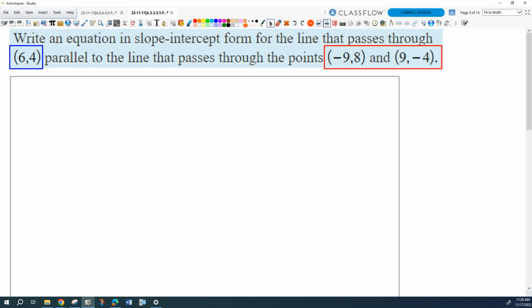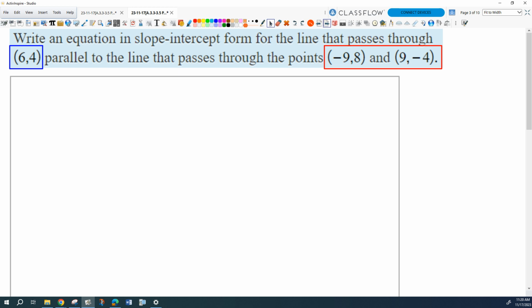So let's read through this together, and you got to really pay attention to these. Write an equation in slope-intercept form for the line that passes through the blue point, 6, 4, parallel to the line that passes through the red points. So you guys give me thumbs on this, thumbs up or down. The point 6, 4 is on my line. Yeah, it tells me right there, it passes through that point. Thumbs up or down. Negative 9, 8 is on my line.